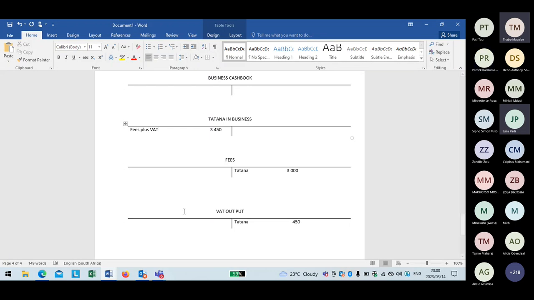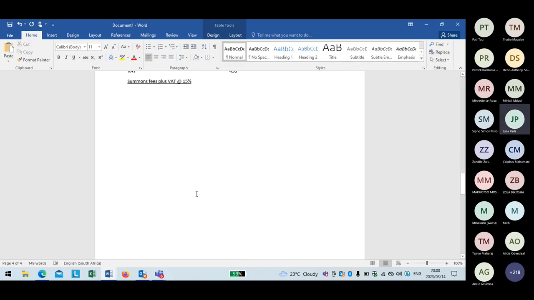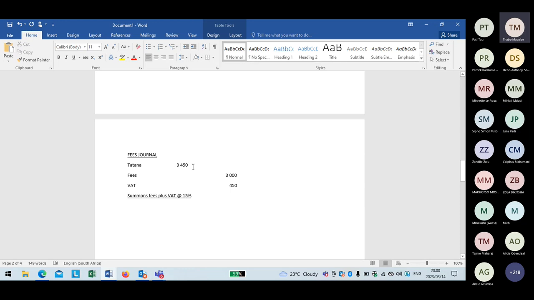Let's go back to the fees journal. What do you see on the fees journal? Is the fee account debited or credited? Oh, okay. I think it's because I saw the other one. But no, not this one, but this. The fees and the VAT must be credited always. And the client must be debited, not so?